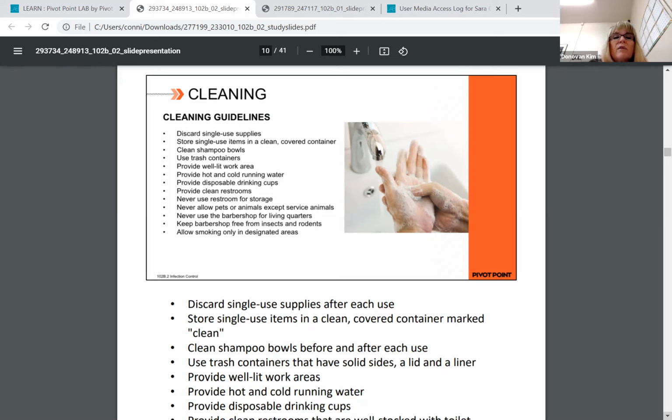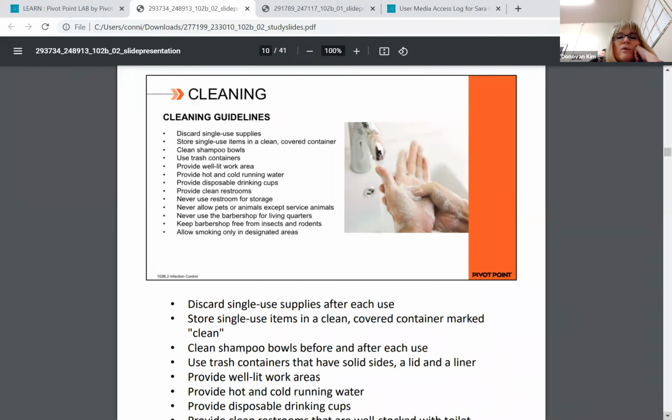You have to have hot and cold running water, and you have to have some type of a drinking cup or provide water there. Like we have our vending machine, so we got water. Plus we have the filtered water in the sink back here. We never want to use the restroom for storage, which means in the restroom you can't have bottles of bleach or anything sitting on the floor. It needs to be all put up on a shelf.